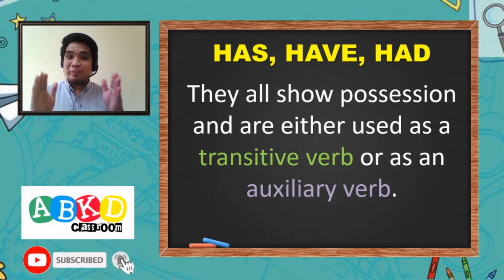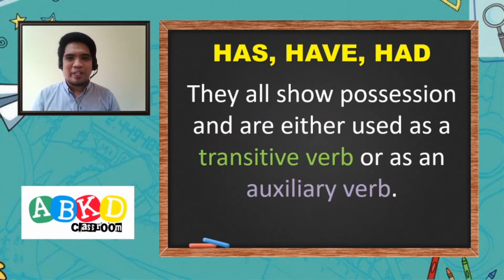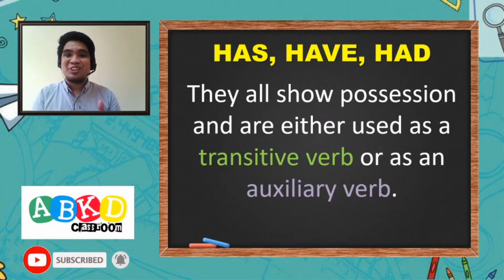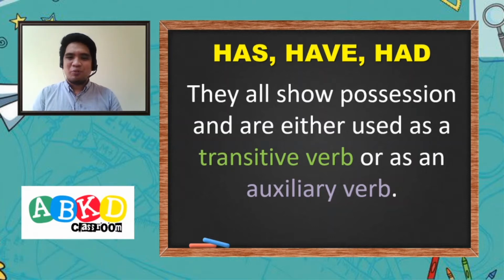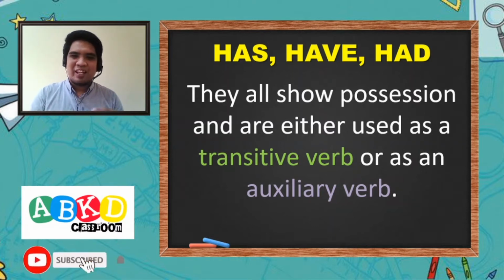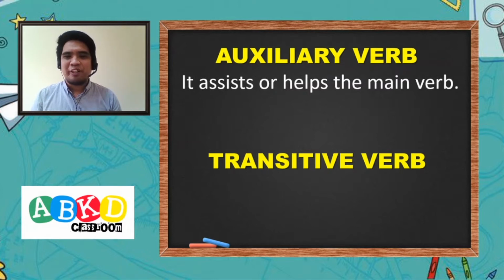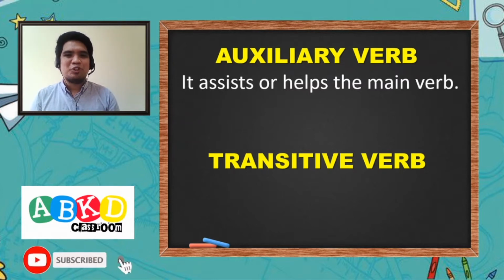So, I know, maybe nahihirapan din kayo sa paggamit nito sa perfect tenses. Maybe I'm going to make another video for that. Pero magpo-focus lang tayo sa has, have, and had as a transitive verb. So, let's try to differentiate a transitive verb and an auxiliary verb. Ano ba yung pinagkaiba nila? When you say an auxiliary verb, it assists or helps the main verb.